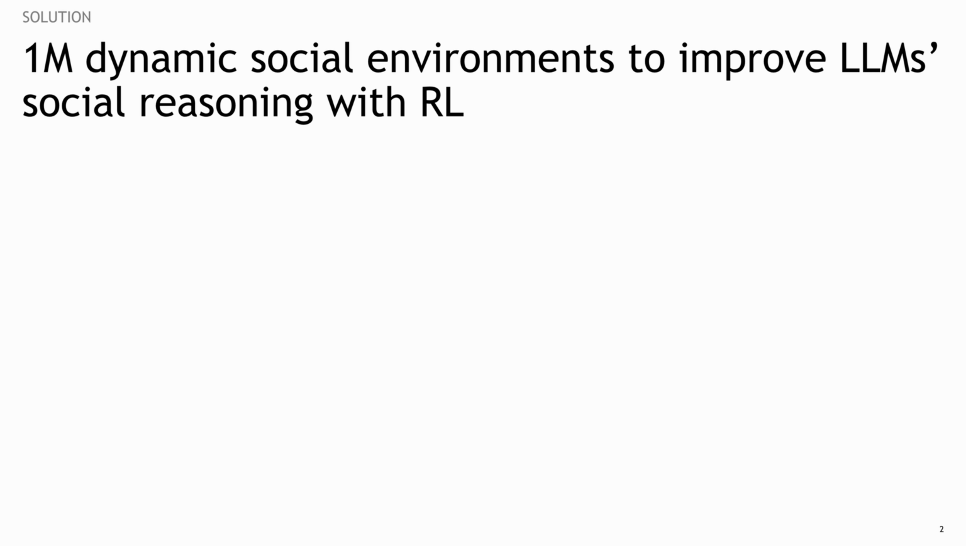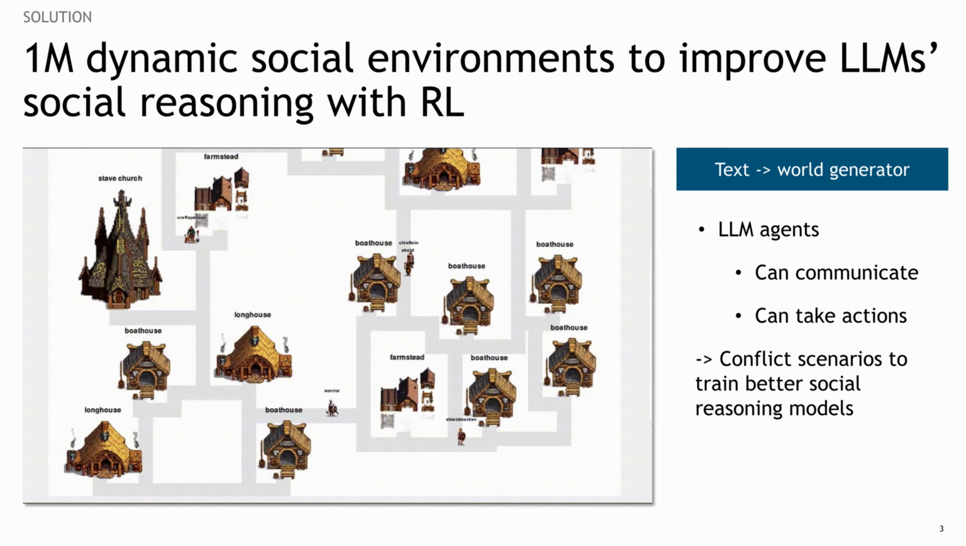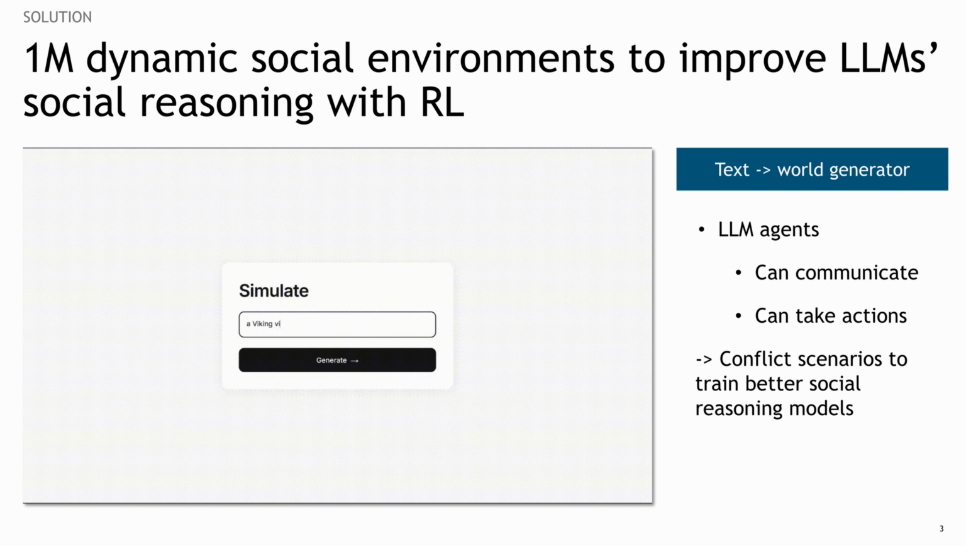So we are building these rich and dynamic social environments, and we are building 1 million of them. This is an example of one of the worlds our platform can generate from a text prompt. In this world, there are LLM agents that can interact and communicate with each other, and we can really generate a diverse set of these worlds. And we use them as foundations to create scenarios for conflict resolution to train our models.